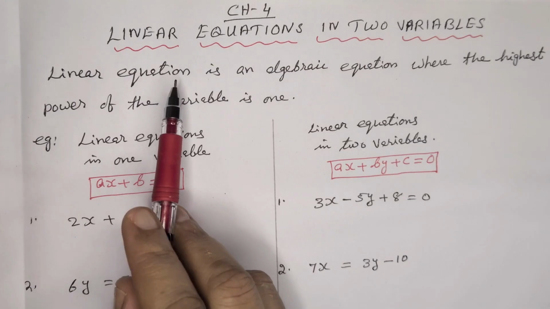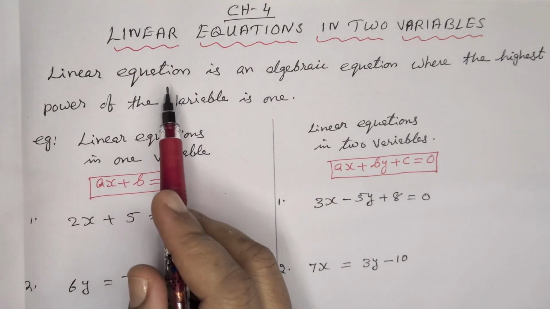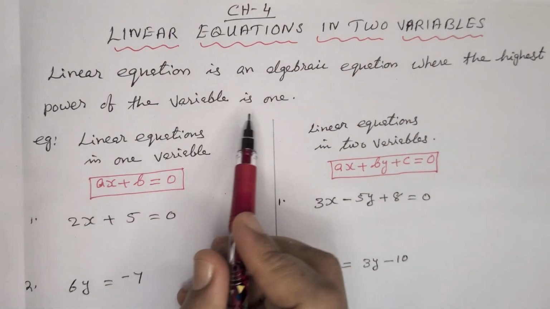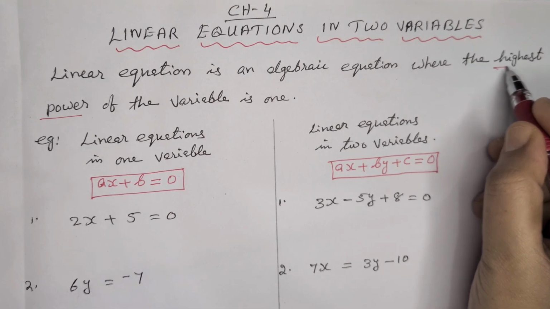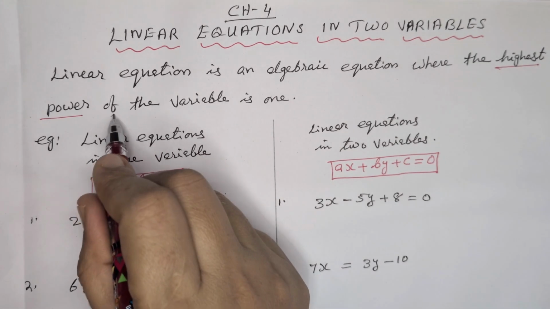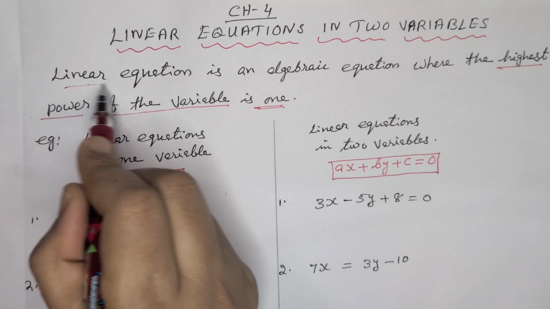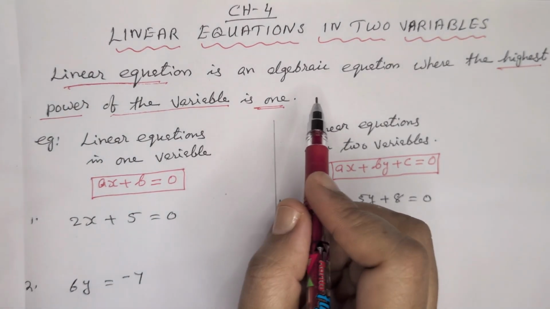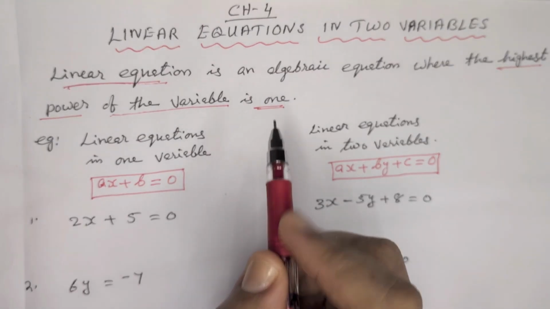Chapter 4, Linear Equations in Two Variables. A linear equation is an algebraic equation where the highest power of the variable is 1. Then we can say that it is a linear equation. So linear equation means an algebraic equation where the highest power of the variable is 1.